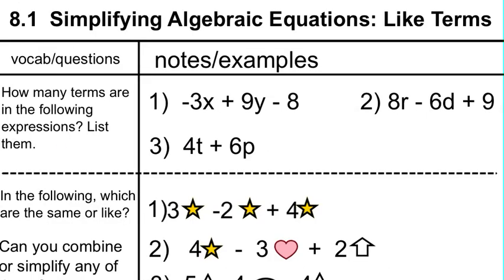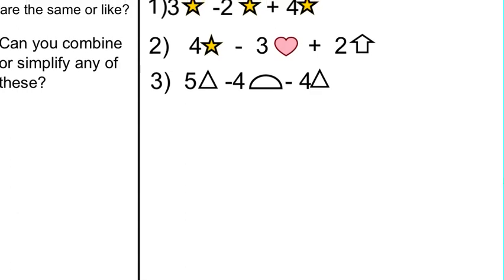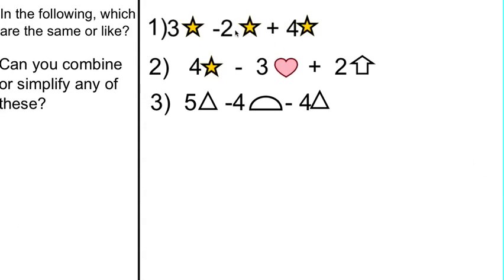All right, so when we're talking about terms and like terms, I like to start with shapes. And if I was to ask you, what is 3 stars minus 2 stars, you'd be able to tell me. 3 stars minus 2 stars is 1 star. And then I have to add 4 stars onto that. Well, 1 star plus 4 stars is 5 stars. Pretty easy, that's not a problem. Okay, cool, I get this.